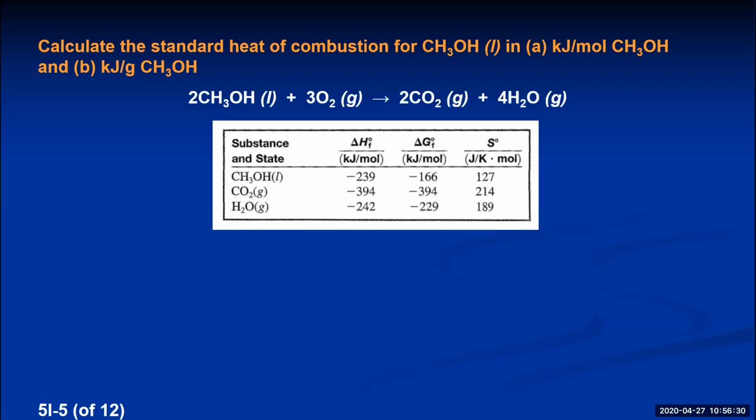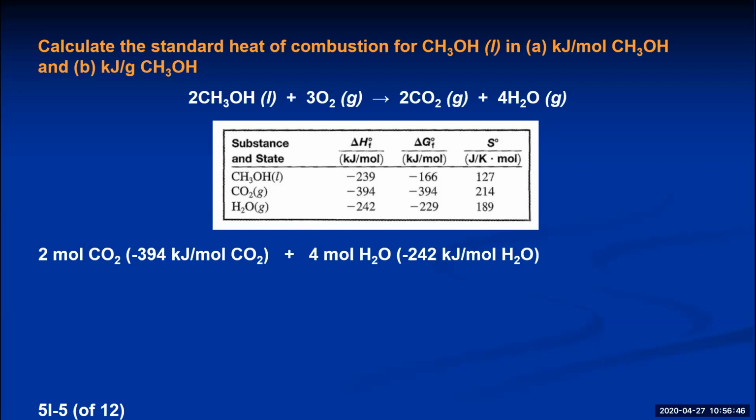Starting on the product side, there are 2 moles of CO2 being produced. So I'm going to go 2 moles of CO2 multiplied by its standard enthalpy of formation of negative 394 kilojoules per mole. There's 4 moles of water being produced. So I'm going to add 4 moles of water multiplied by water's standard enthalpy of formation of negative 242. Products are done.